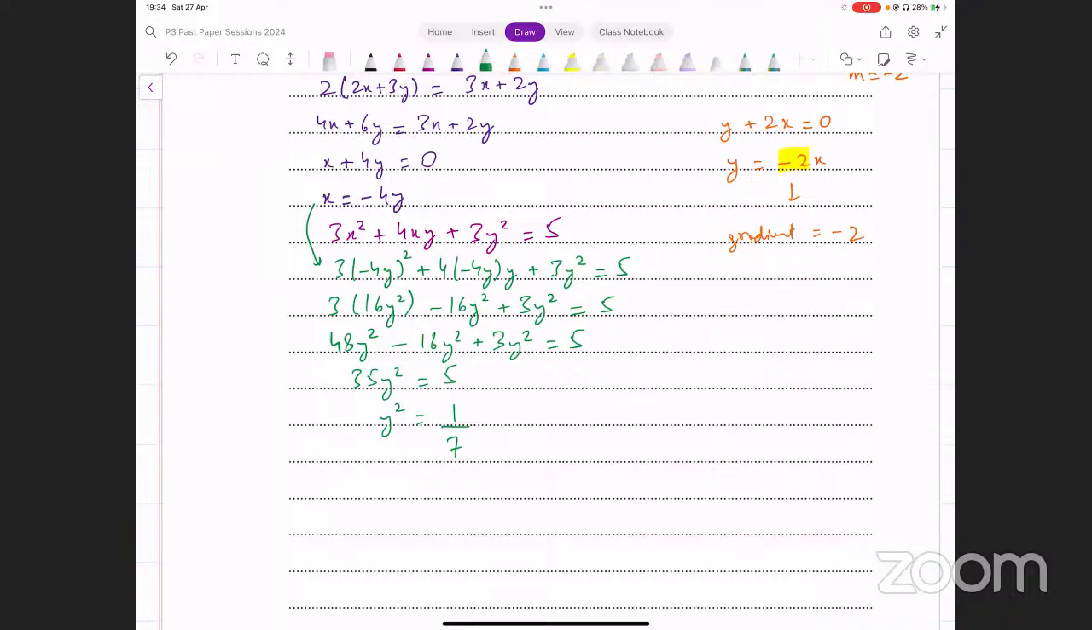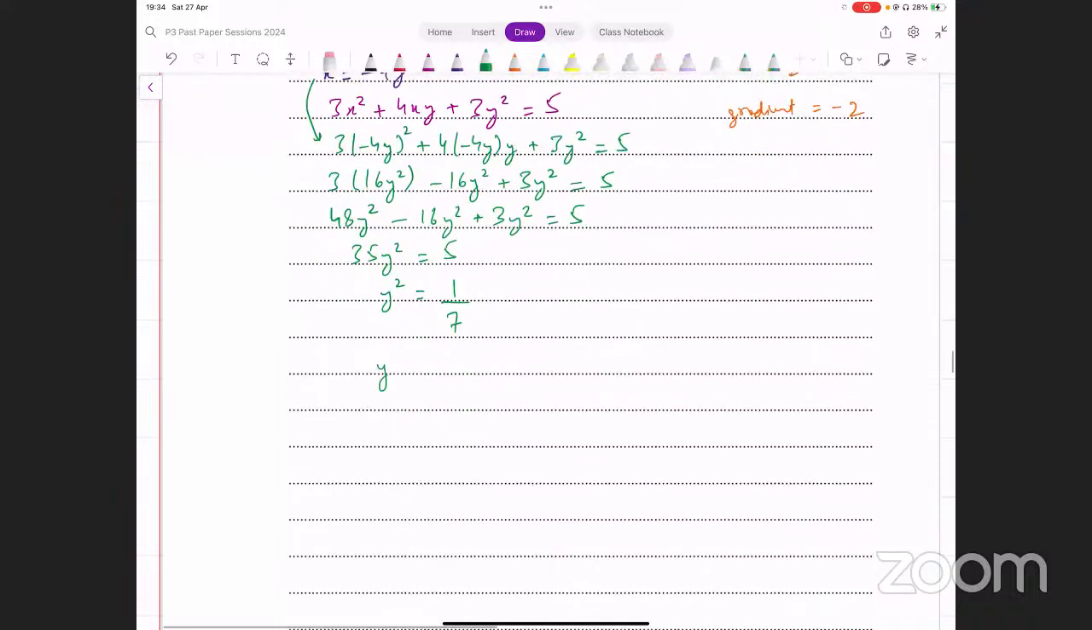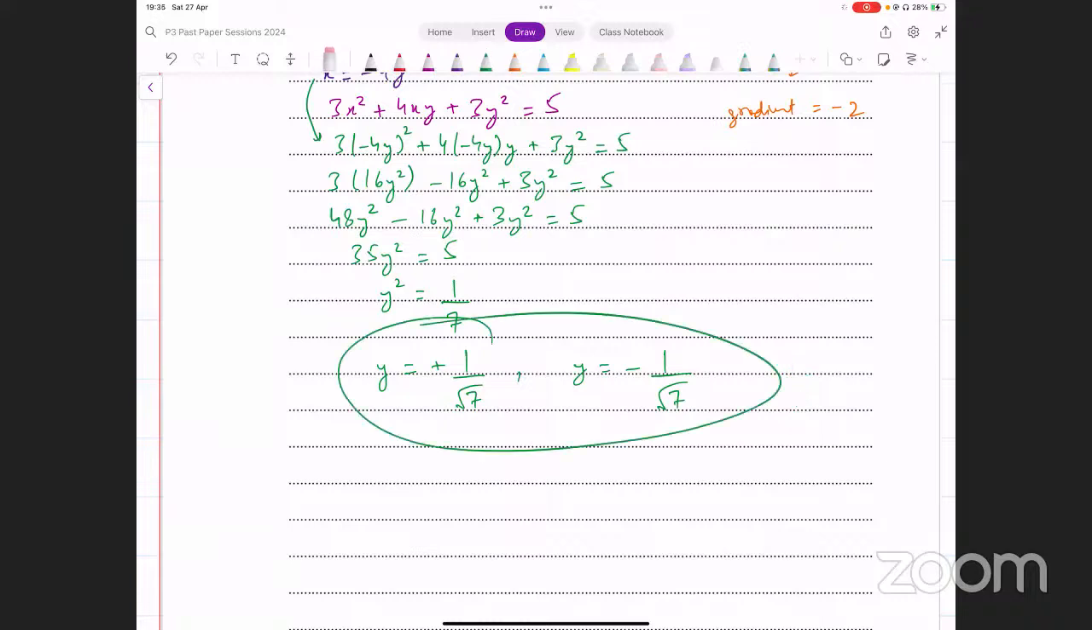We take square root on both sides. When we take square root, remember, we have to put plus and minus. So it becomes y equals plus 1 over square root of 7, and y equals minus 1 over square root of 7. You can also do it like this, and that's also okay: 1 over 7, square root of that whole thing. That's also the same thing, because square root of 1 is just 1. We can write 1 outside the square root like this as well. These are two possible values of y that we're getting.